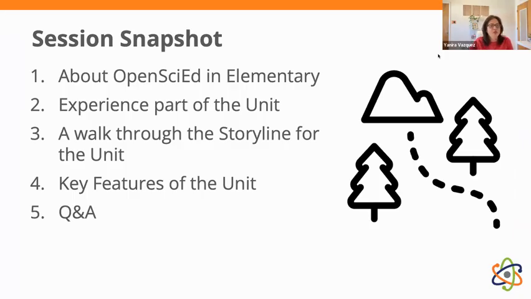Audrey will take us through part of the unit. She'll help us experience and talk about what happens during lesson 1, our anchor phenomenon. And she will also walk us through the storyline so that you can get a better idea of what happens in this unit from beginning to end. And then she's going to share some key features of the unit, some things that she is really excited about and wants you to note about this grade unit. And then we will maybe answer some questions.